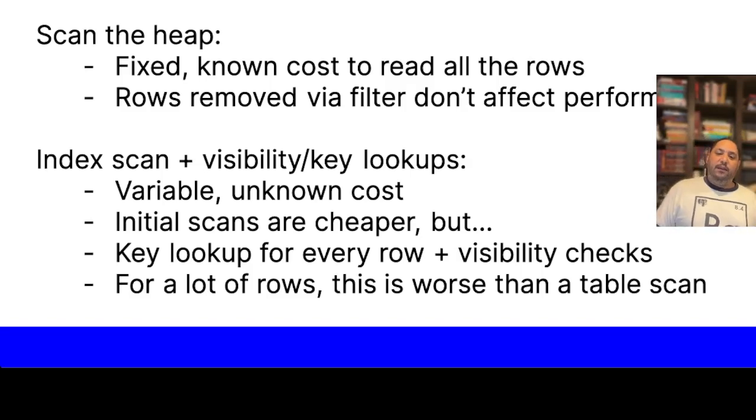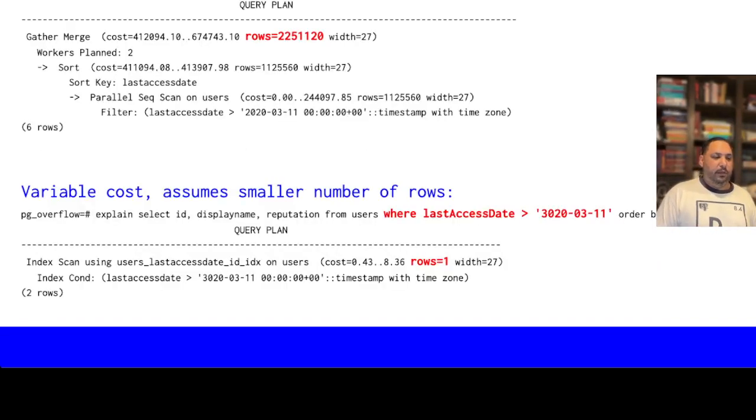So even though those index scans would be cheaper, those key lookups, right, for every row we get, we've got to go get the extra data that we have back in the table, plus the visibility checking. For a lot of rows, that ends up being worse than a table scan. Life is a series of trade-offs, even for Postgres.